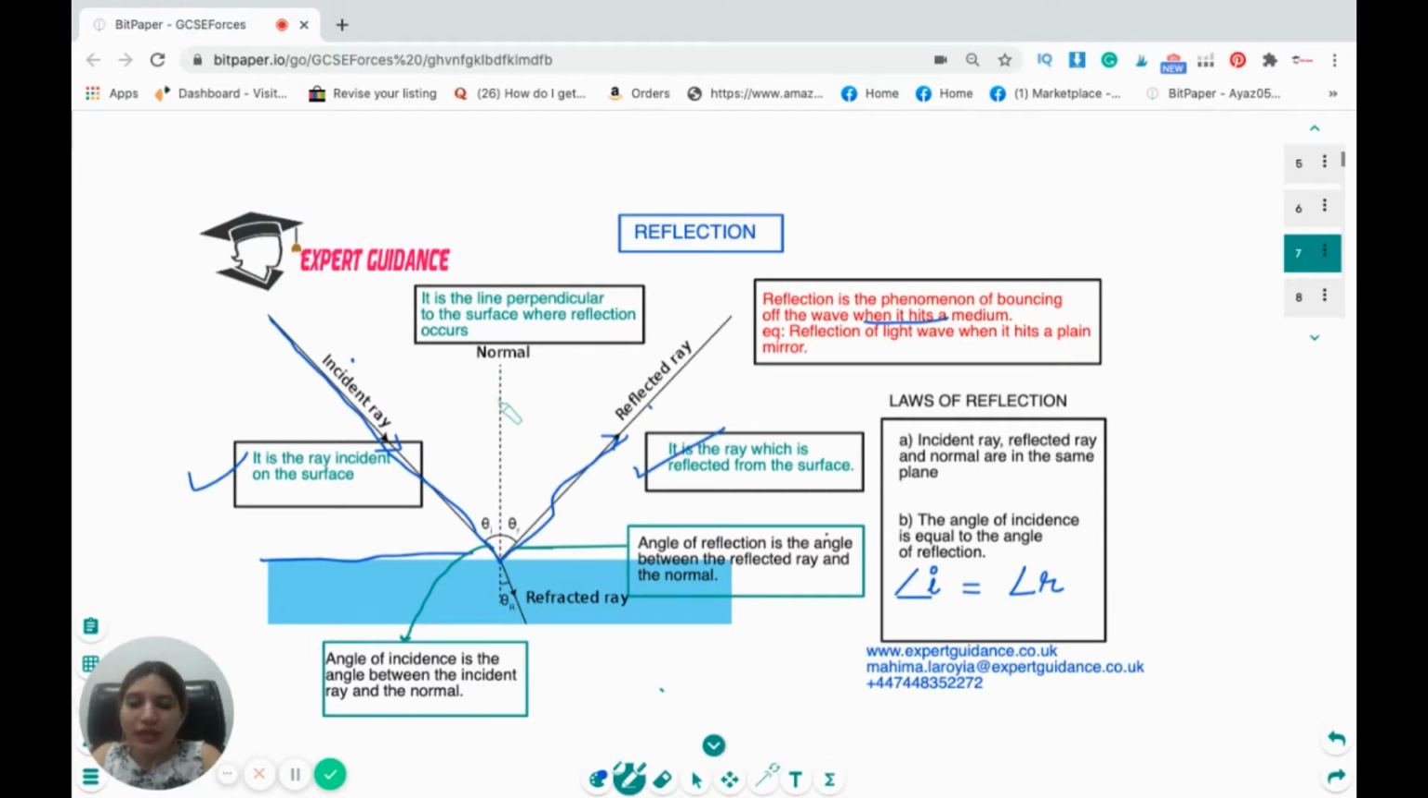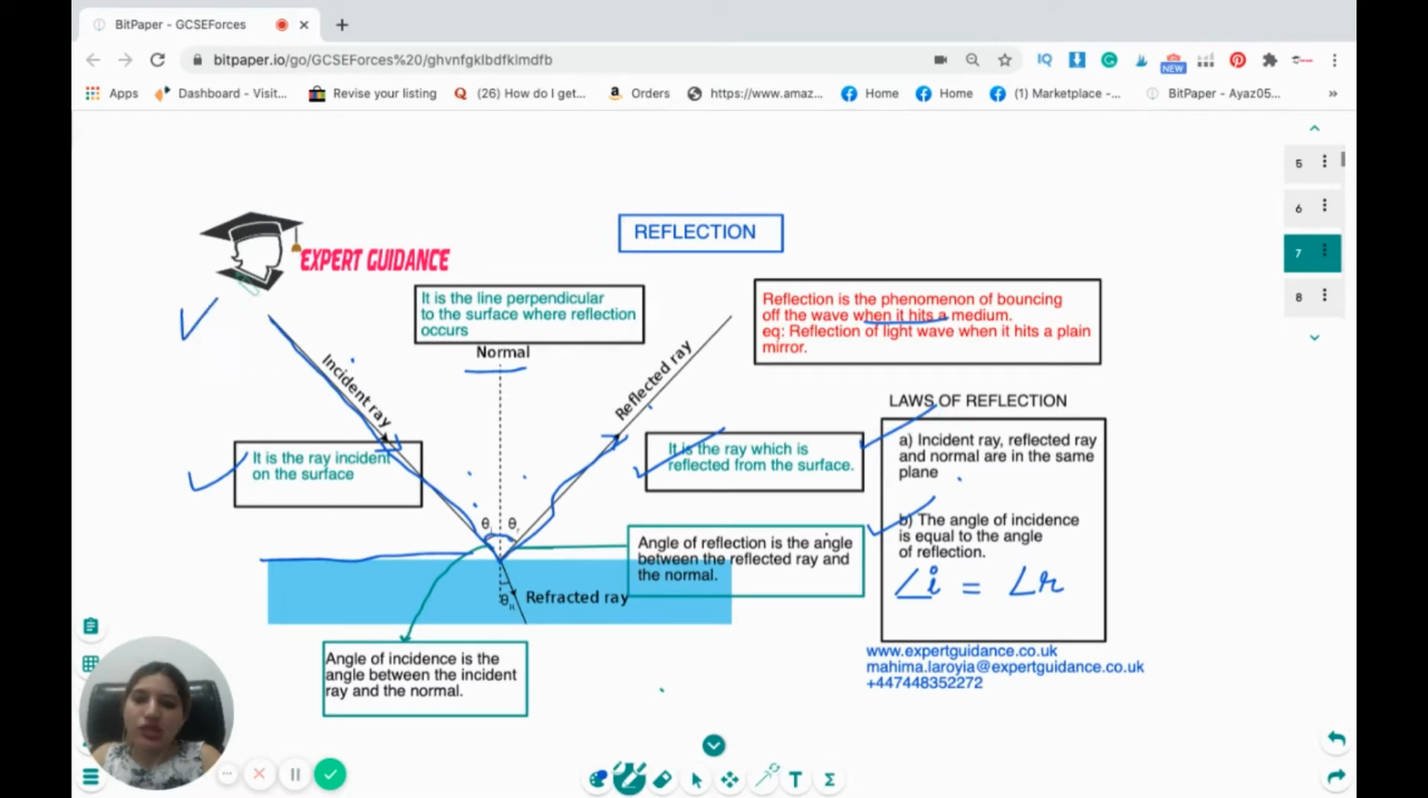Now we draw something with a dotted line called the normal. What is the normal? Normal is a line perpendicular to the surface where reflection takes place. So this is the normal. This is perpendicular to the surface. And you can see the angle of incidence and the angle of reflection. Now, the angle of incidence is the angle between the incident ray and the normal. And the angle of reflection is the angle between the reflected ray and the normal. And as for the law of reflection, the angle of incidence and angle of reflection are equal. And the incident ray, reflected ray, and normal are in the same plane.